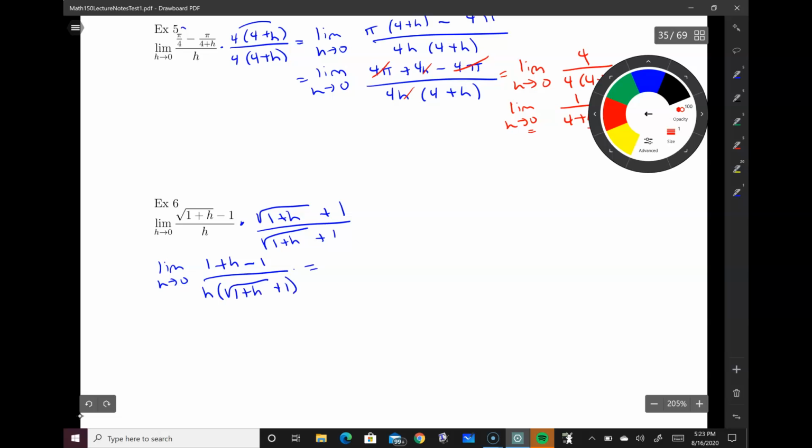All right, so I can see these 1's go away. What I'll be left with is h, and that h. So these h's will cancel. Again, you're left with a 1 in the numerator. So I'm left with 1 over, and I'm plugging in h equals 0, so I don't have to write the limit anymore. Plug in h equals 0, so I get a 1 plus a 1, or a 2 in the denominator.